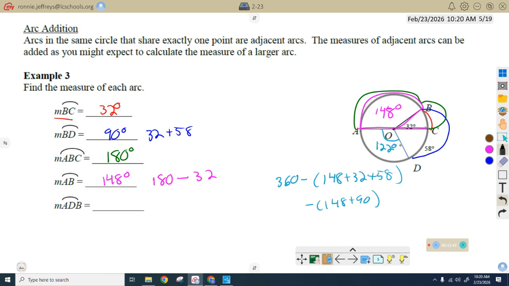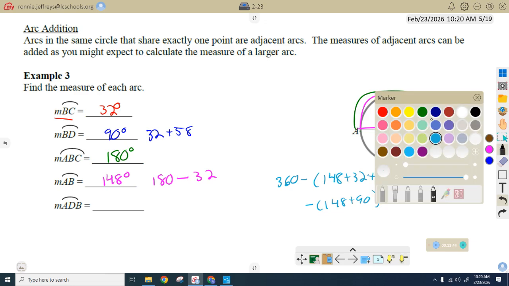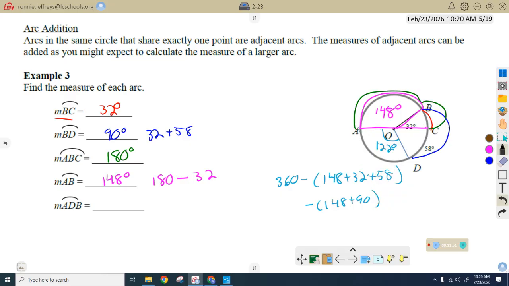This little part is 122. What we're trying to find next, in a different color, is ADB, which is this to this, which is 122 plus 90, which would be 212.